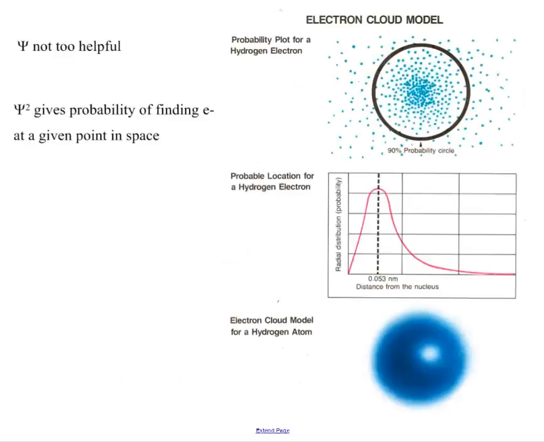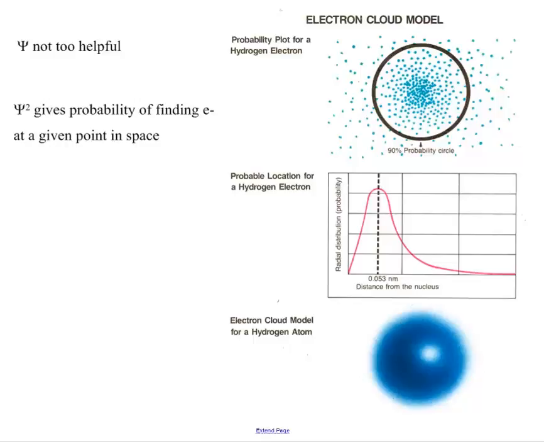Okay, the wave function, it turns out, is not very helpful because you can have negative and positive values for a wave function. So what it turns out is psi squared gives us the probability of finding an electron at a given point in space. These are going to be all positive values because when you square something, that's all you end up with. So there are three ways of representing the likelihood of finding an electron at a particular point in space.